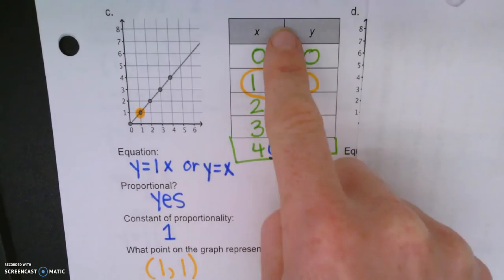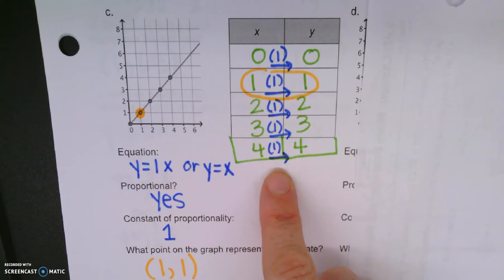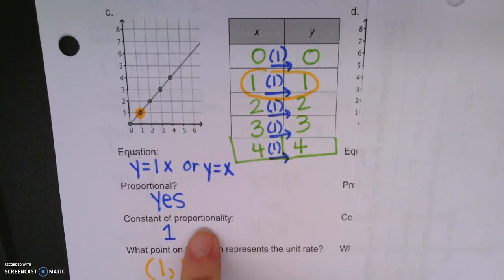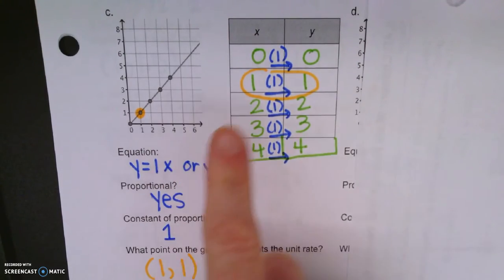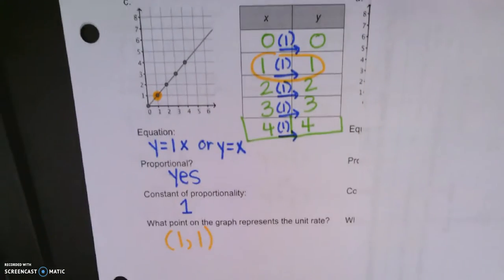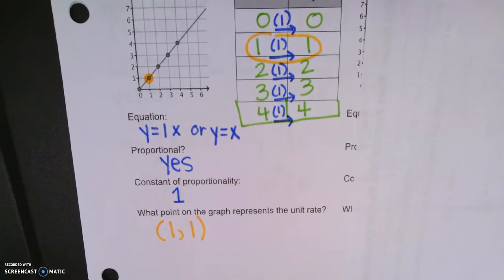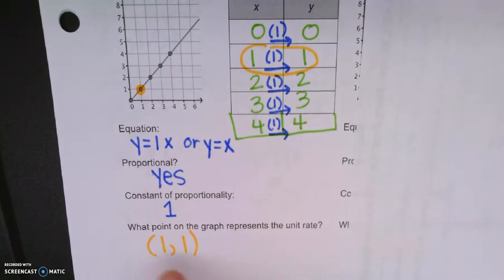Our table has a constant unit rate, or constant of proportionality. Our equation only has multiplication. Our constant of proportionality is 1. And our point on the graph that represents that unit rate is (1, 1). Again, please make sure that's written as an ordered pair with parentheses.